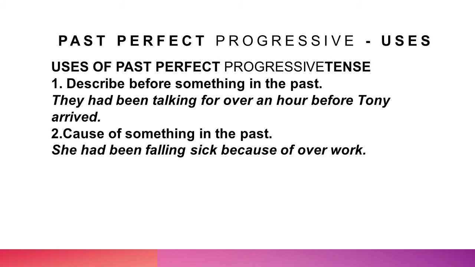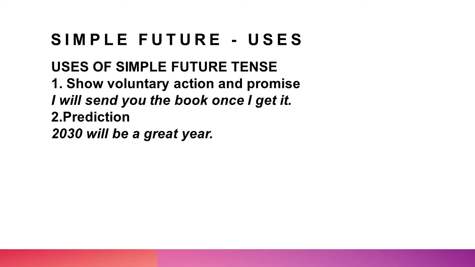Then a cause of something in the past. She had been falling sick because of overwork. Now these two uses are specific to the past perfect progressive or the past perfect continuous tense. So these are the various uses of the past tense. Now let's move on to the future tense.